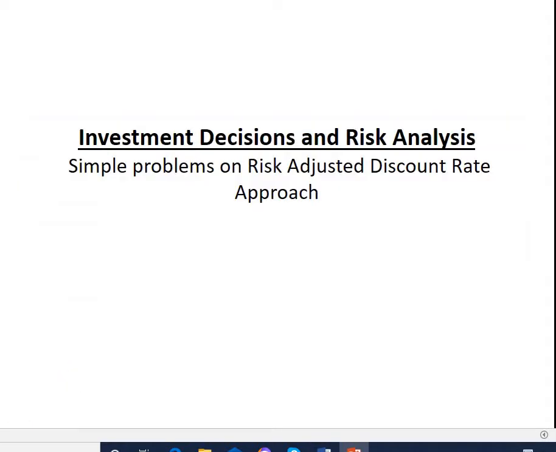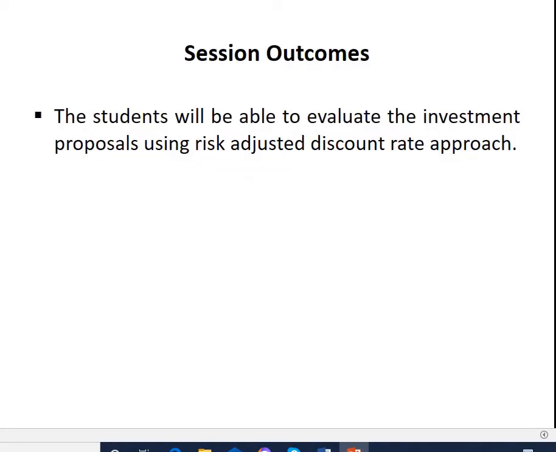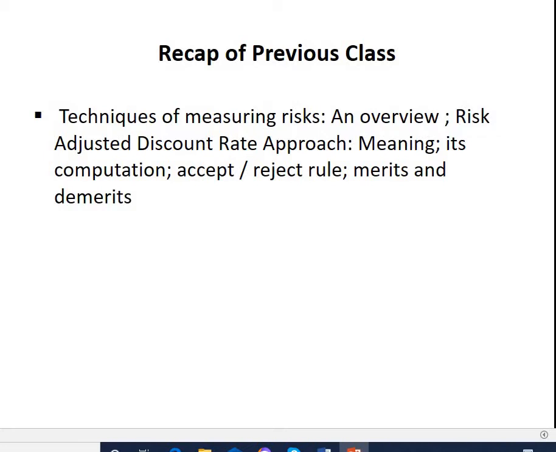The topic covered in this session is simple problems. We are going to do simple problems on the risk-adjusted discount rate approach. The objective of this session is to make students able to evaluate investment proposals using the RADR approach.